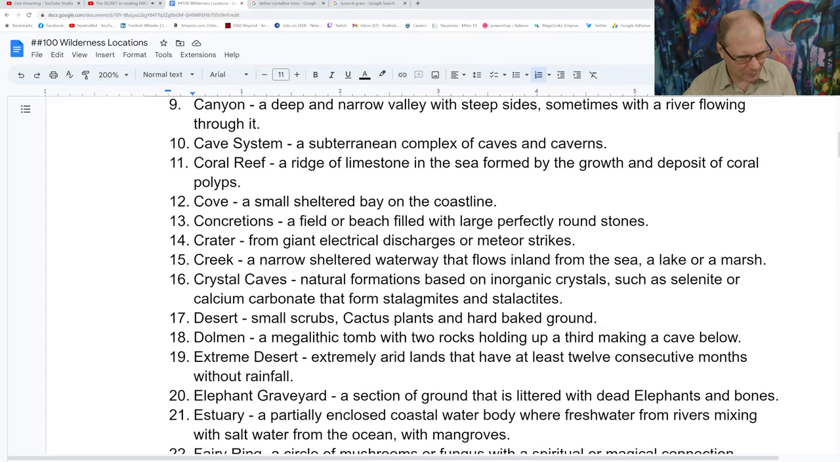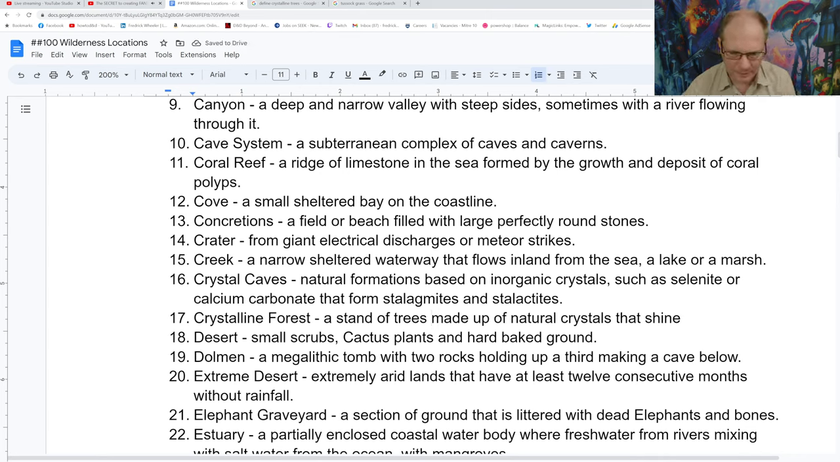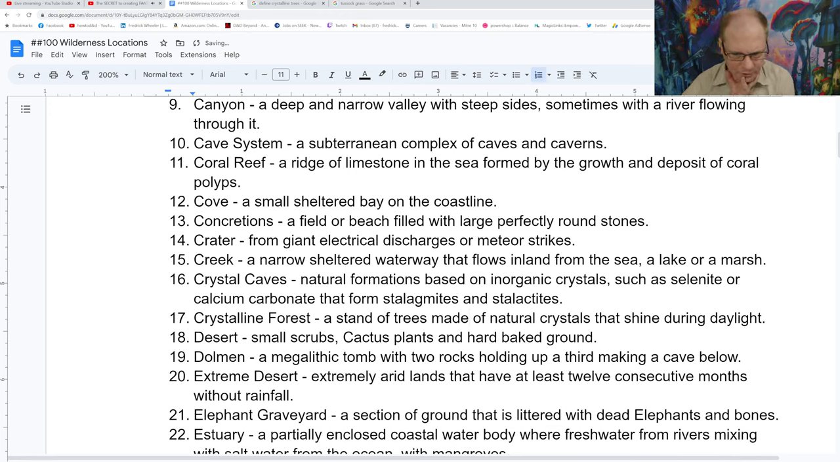Where are we? We've got the crystal caves. Let's go crystalline forest, and drop this in. A stand of trees made up of natural crystals that shine during daylight. How does that say? A stand of trees made of natural crystals that shine during the daylight. That's our crystalline forest. Done.